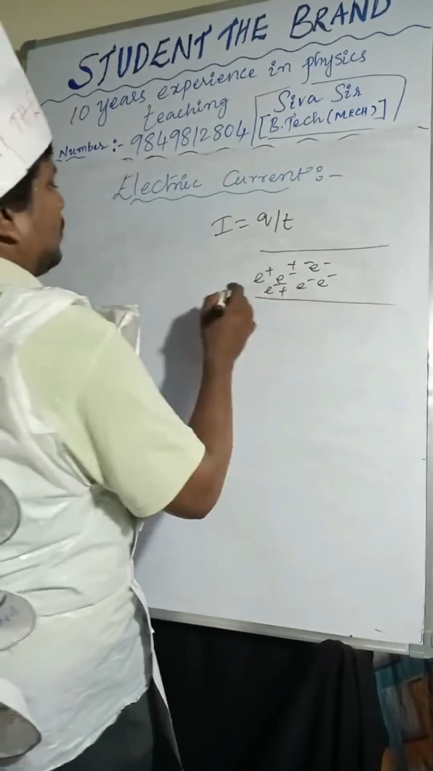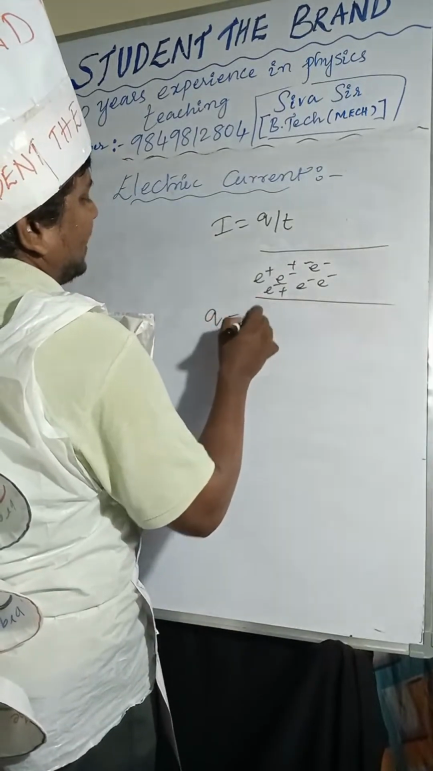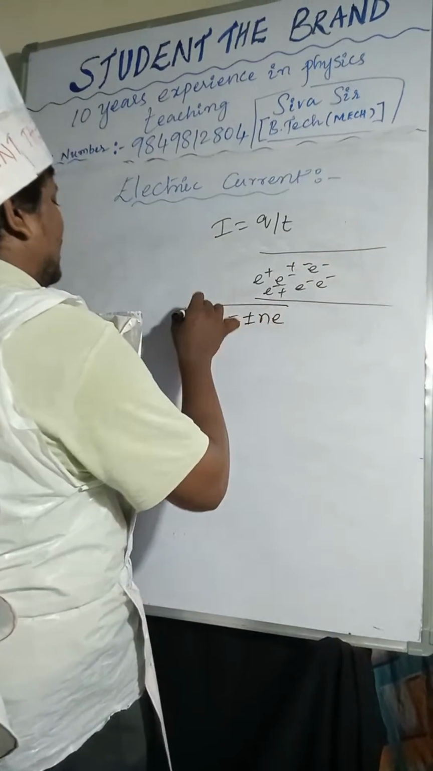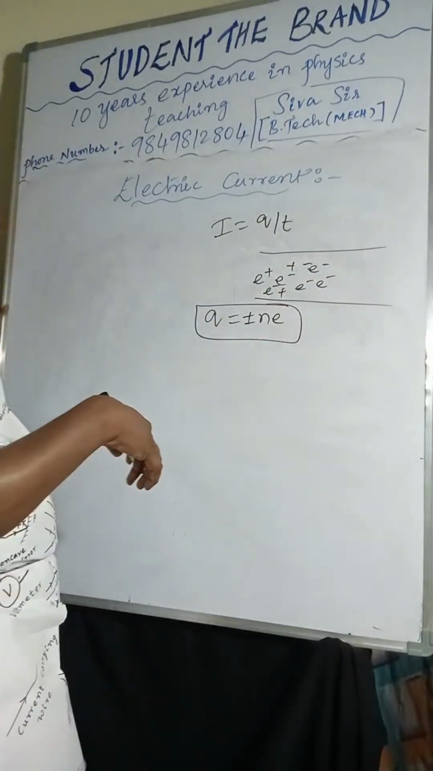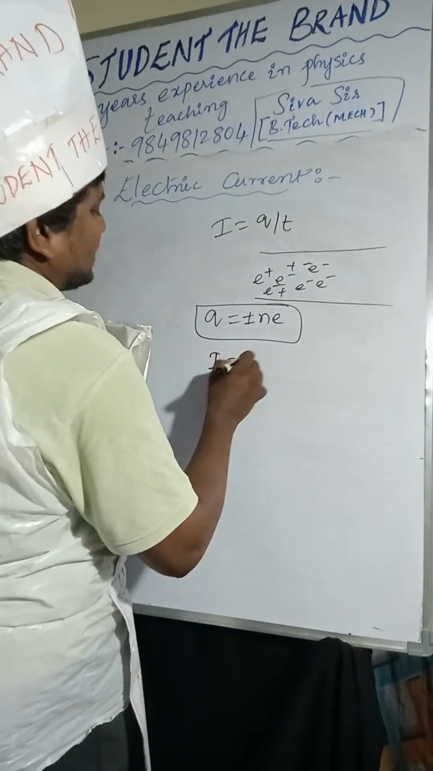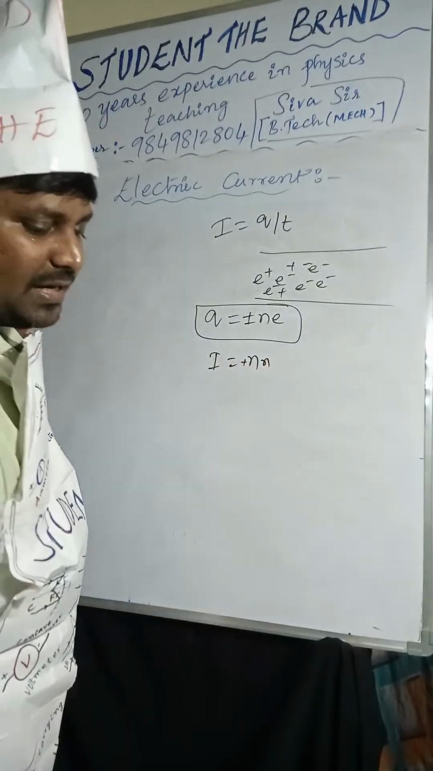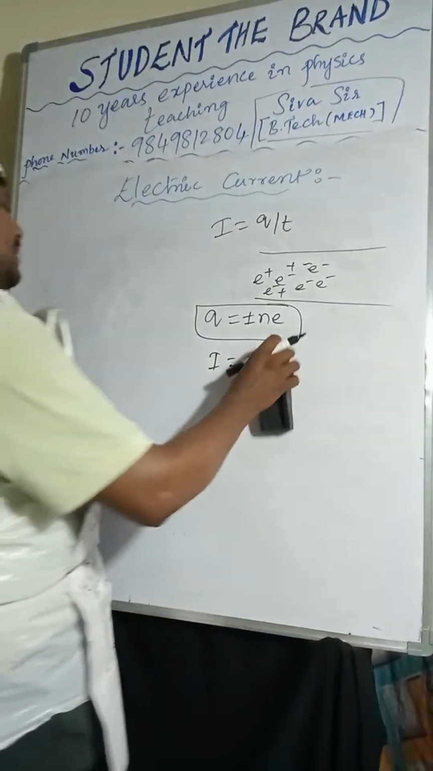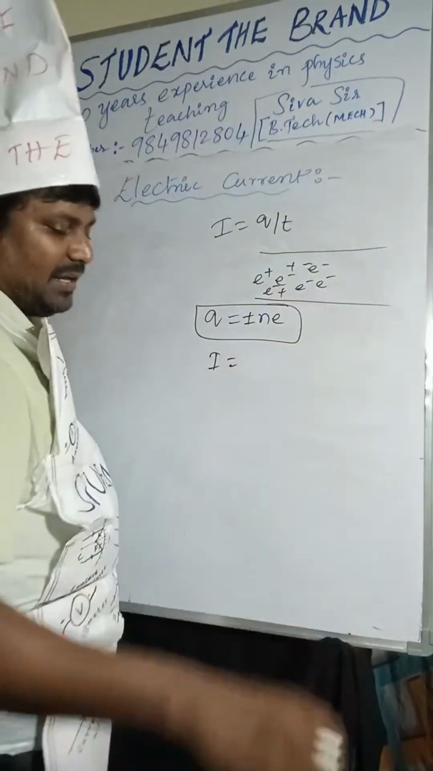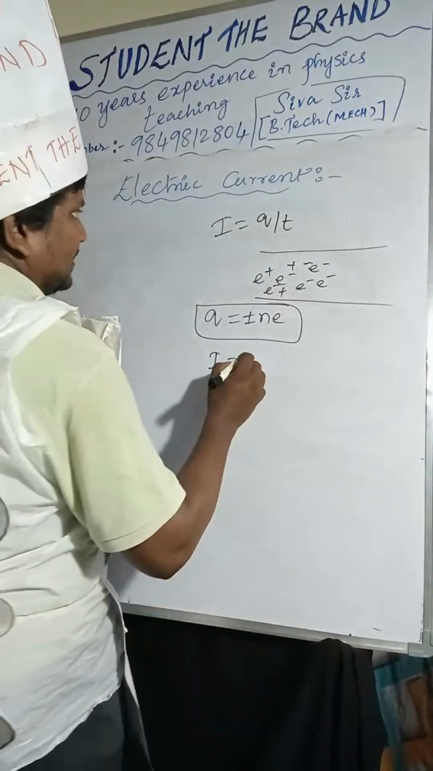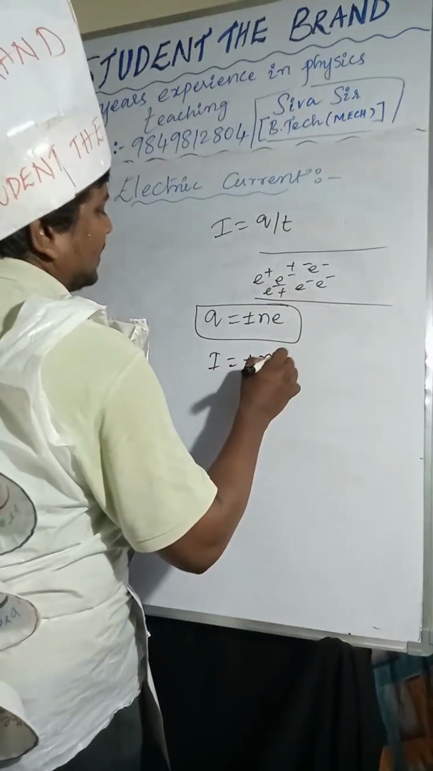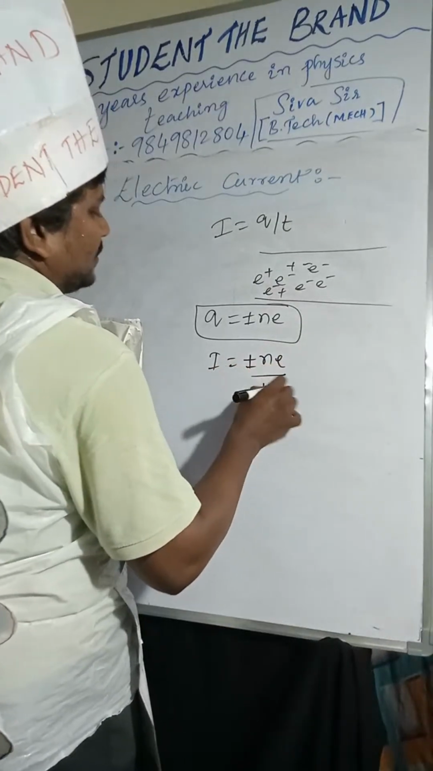So we can also take quantization of charge, plus or minus Ne. I equal to plus or minus Ne by T. Quantization of charge we are considering as plus or minus Ne, so Ne by T. That is nothing but Q.